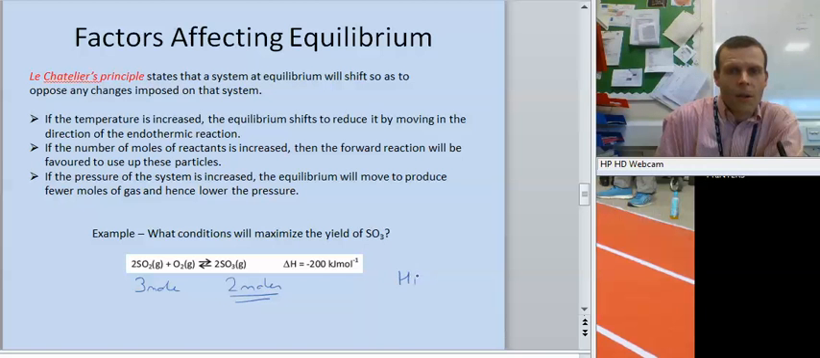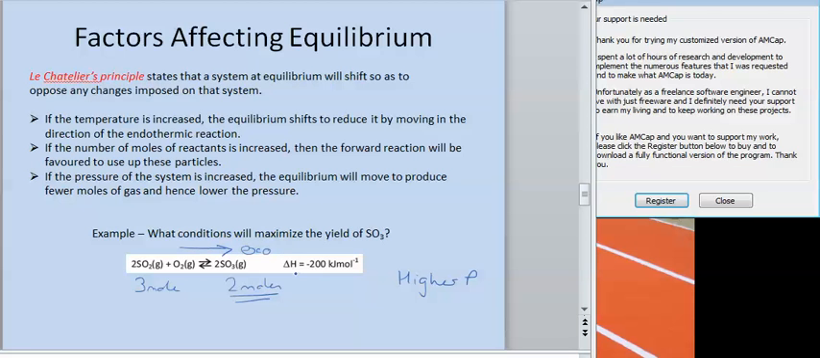So one of the things I'd be looking for is a higher pressure. A nice high pressure, and I'm going to see this shift this way, and I should then end up with more of my sulfur trioxide. In terms of temperature, that delta H is referring to that direction. So moving in that direction is exothermic.